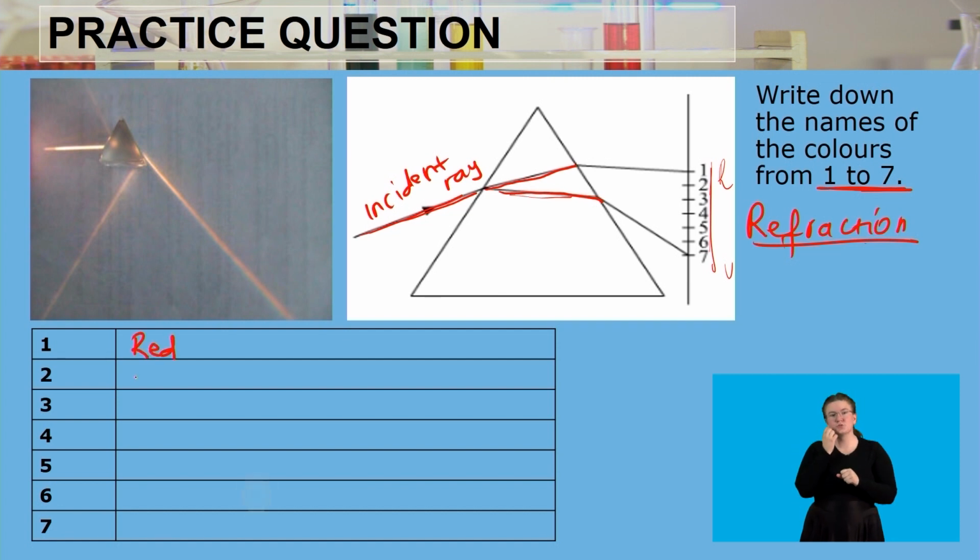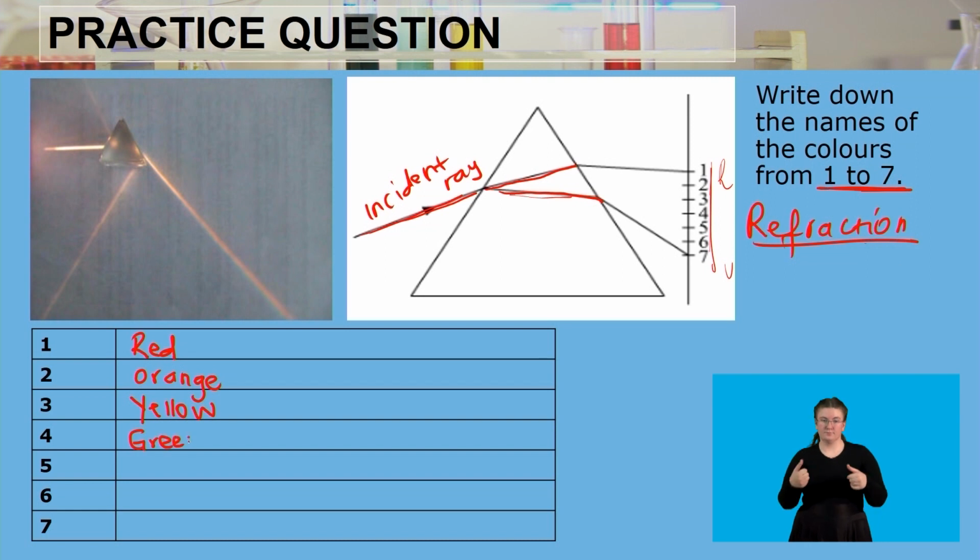followed by orange, and then that is going to be yellow, and then followed by green, and then number 5 will be the blue, 6 will be the indigo, and then the last one is going to be your violet.